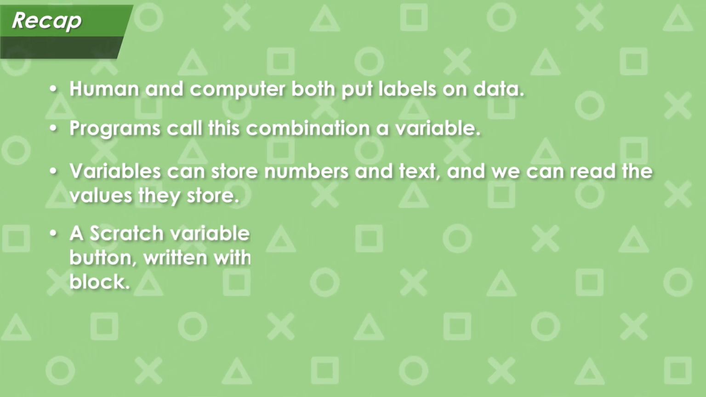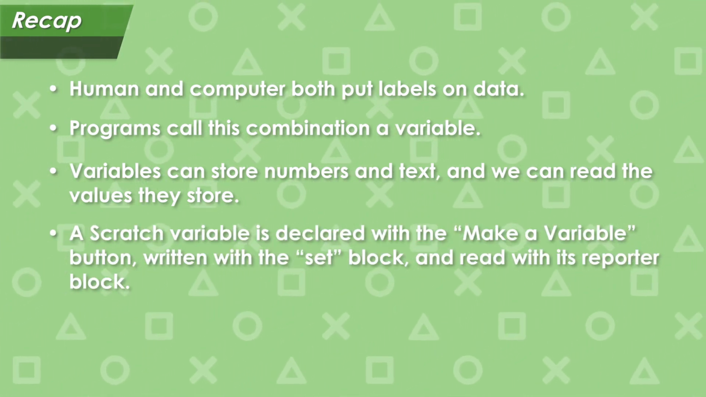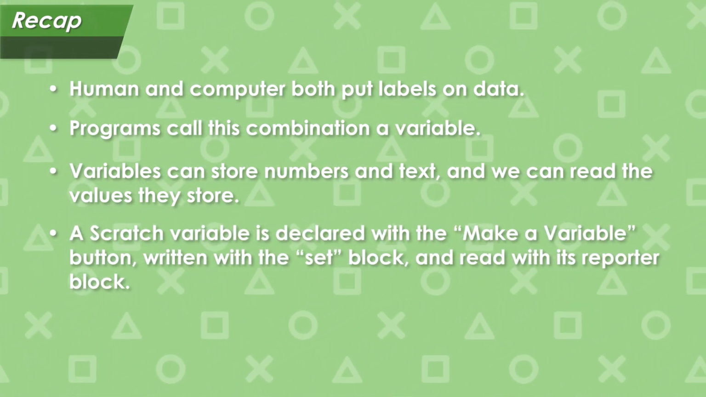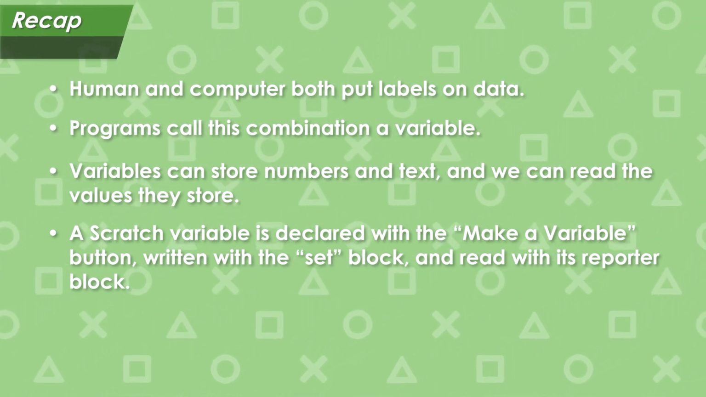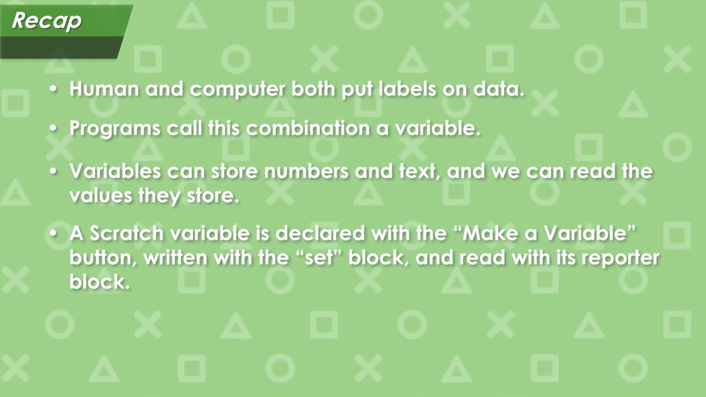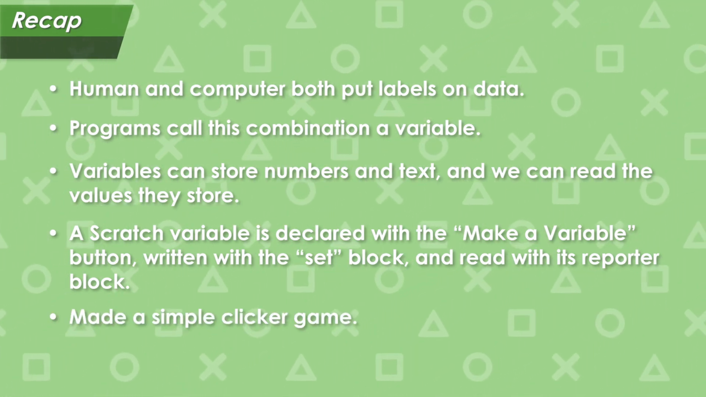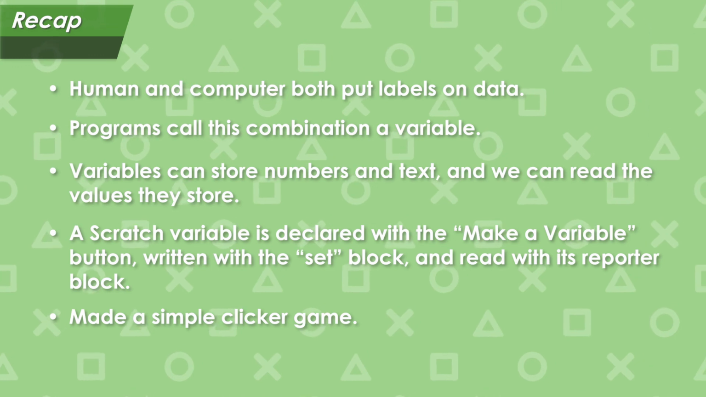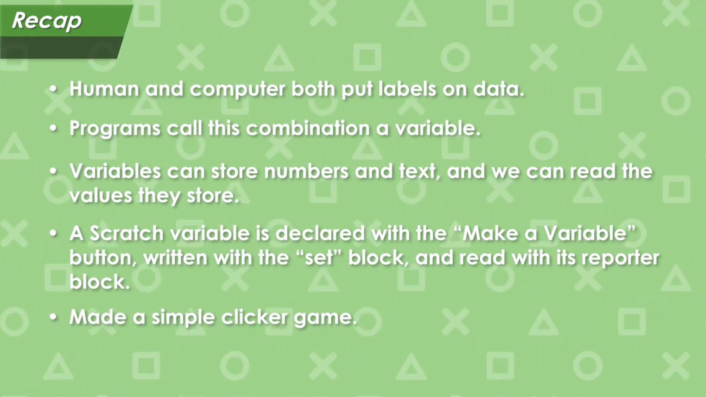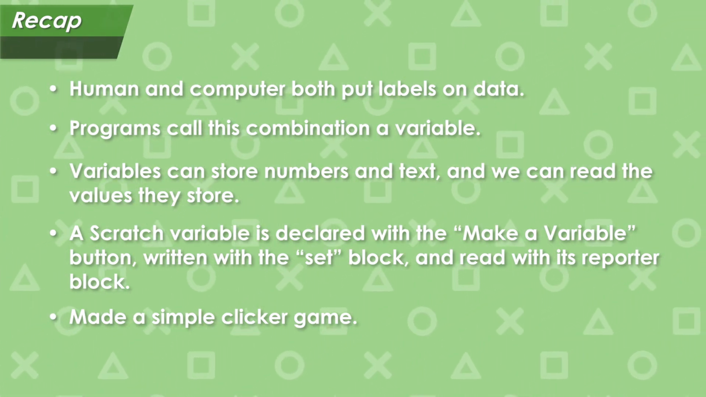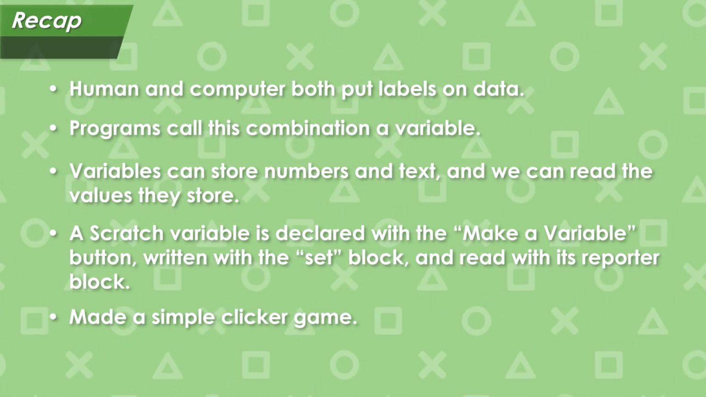Next, we went over how to use a variable in Scratch by declaring it with the Make a Variable button, setting it with the Set block, and reading its value with its Reporter block. Finally, we made a simple clicker game using the Change and Set blocks to increment the value in a variable and reset it to 0. In the next video, we'll take the first steps toward creating a space shooter game.